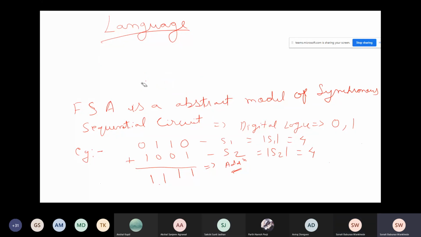Yes, ma'am. Now, if there are two ones, what happens then? If we add two ones, then what happens? That's what I am going to explain. Okay, let's take another example.